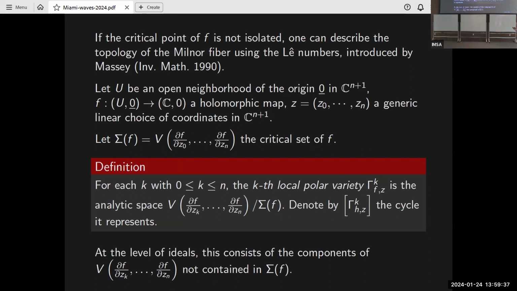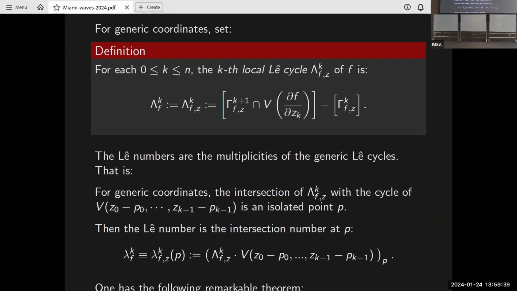And then using that, you define the delay cycle, which is by definition for each k. The k delay cycle is you take this polar variety intersected with the vanishing of the next partial derivative, and you remove this polar variety. So this is it. These different analytic cycles, which are called the local delay cycles, are going to be used by David Massey.